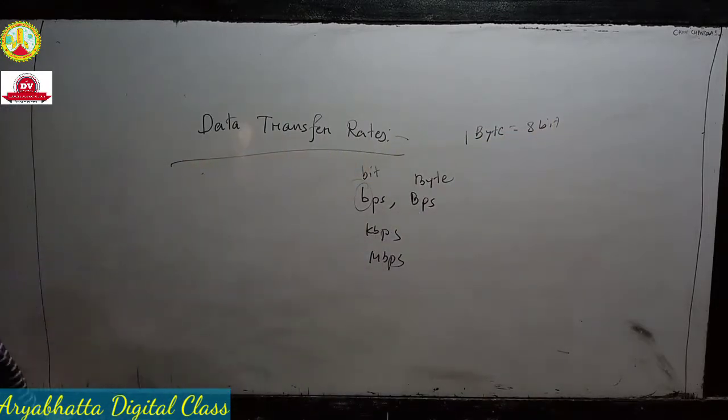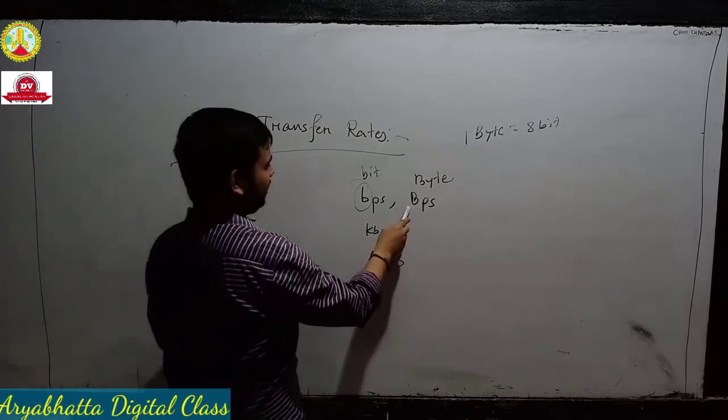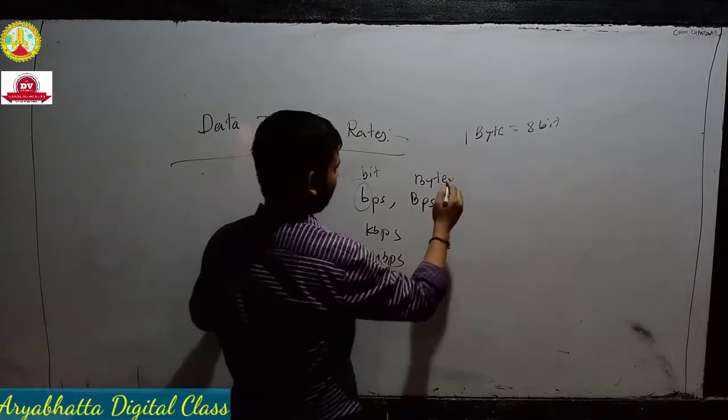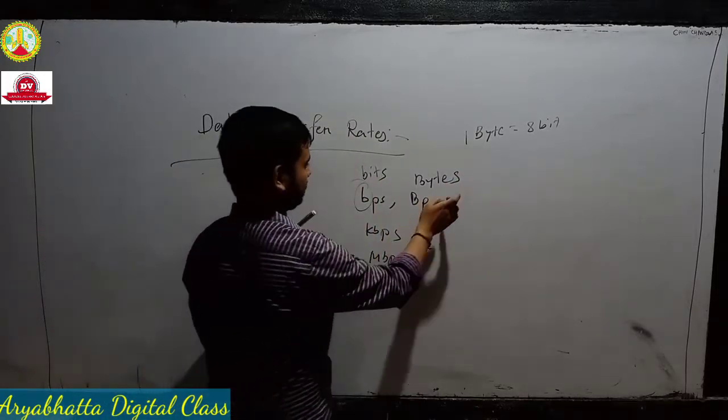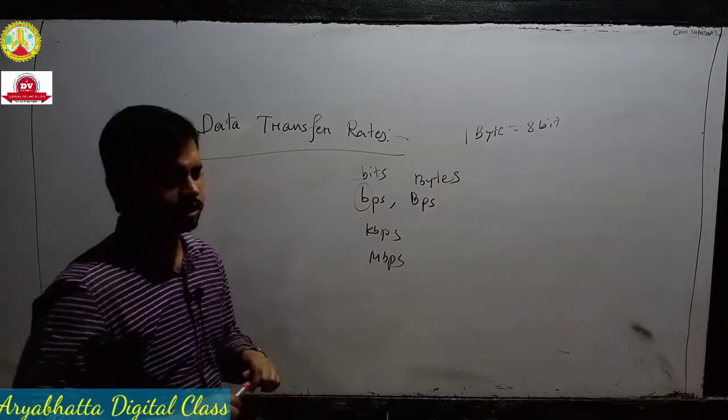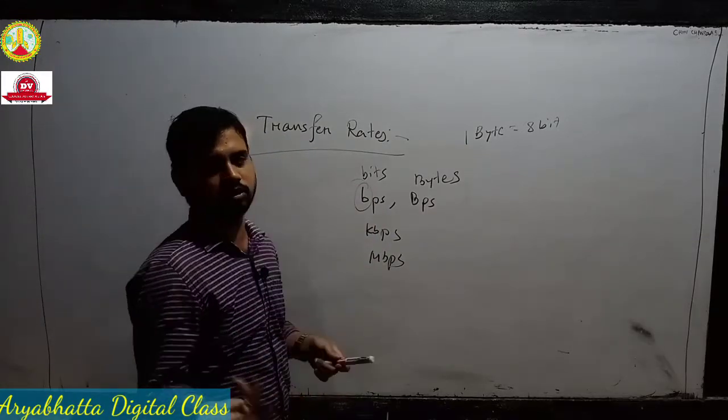Okay. Capital B means bytes, and small b means bits. Capital B means bytes. Okay, that is the data transmission rate unit. You already know this thing.